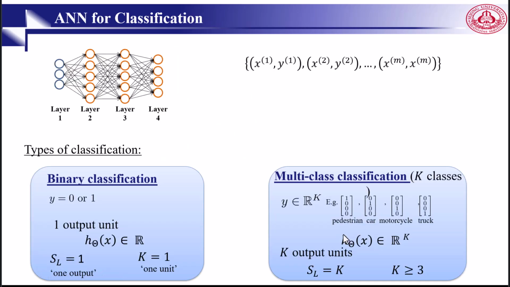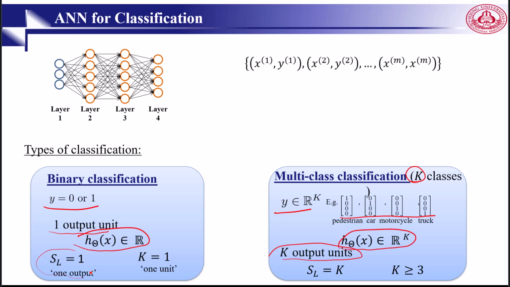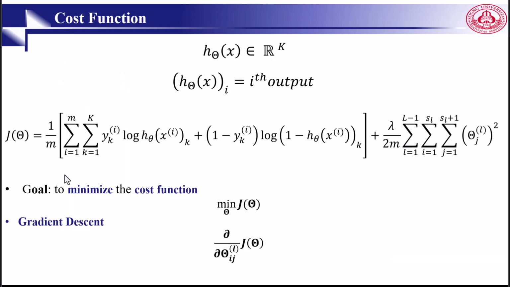So for binary classification, we have y as 0 or 1. But here, in multi-class classification, we have K classes. That's why y is in R^K. So you can see here, this is a 4-dimensional vector. Here we have 1 output unit, but here we have K output units, right? K output units. Here h theta of x is in R, but here h theta of x is in R^K. S_L, the number of outputs, is 1, but here it is K. K is equal to 1 there, but K here is more than 3.